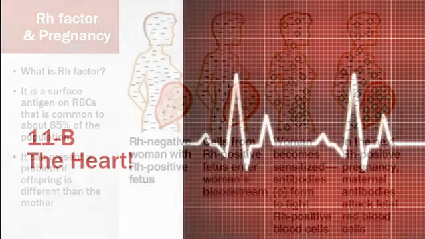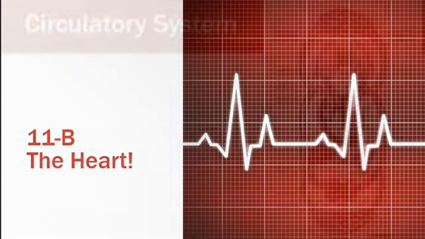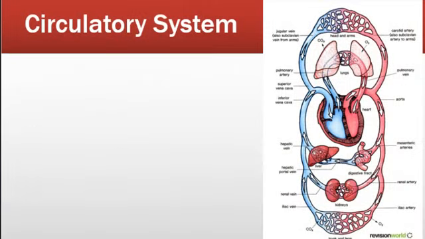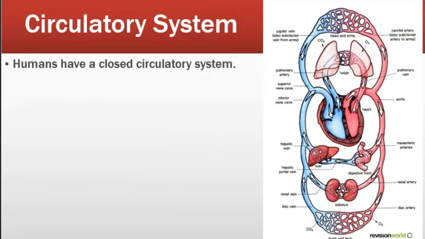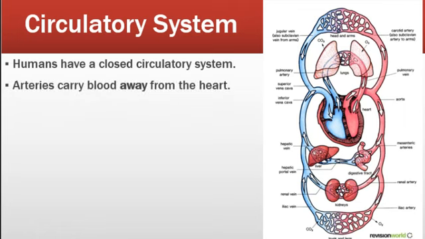All right, we're in part B now. We're going to talk about the heart. Circulatory system, once again: heart to lungs, back to heart, to body. Humans have what is known as a closed circulatory system. Arteries carry blood away. Arteries away. You might be tempted to say that arteries have oxygen-rich blood, and in most cases they do, but not in every case. Arteries away.